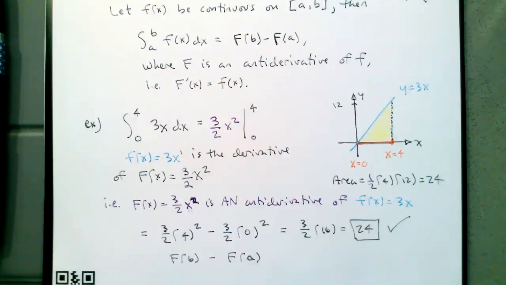Oh, I see it now. So basically, the integral is equal to big F of b minus big F of a. I got it. Thanks, Professor Lutz.